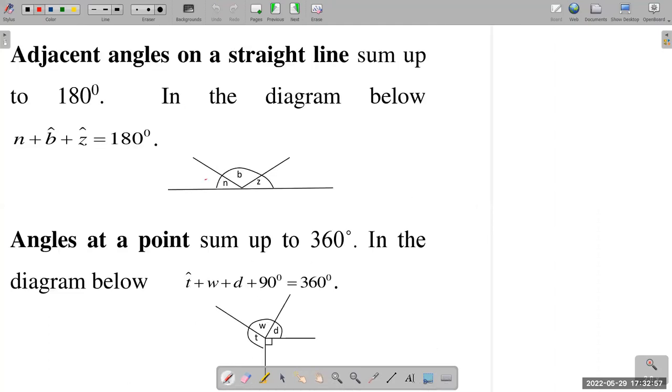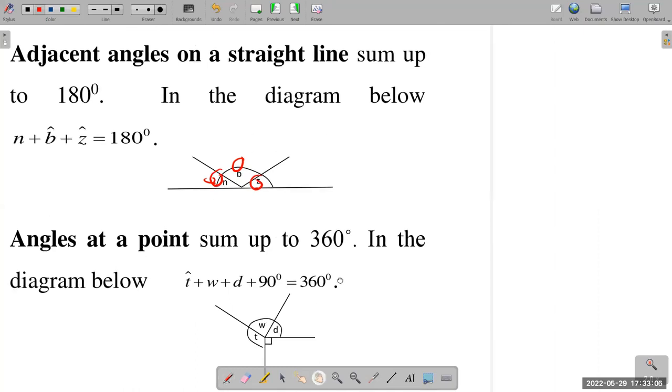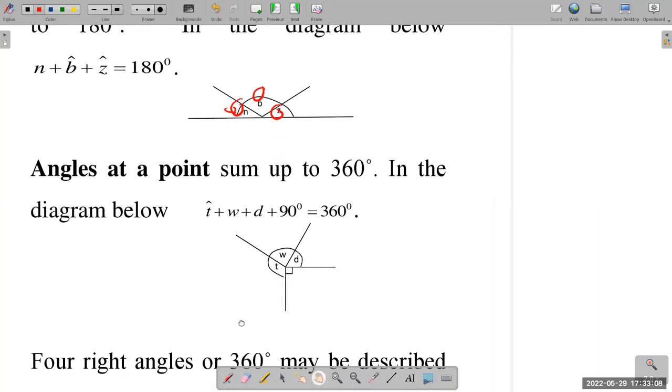So the angle that is next to N is B. The angle B has 2 adjacent angles, Z and N. Okay? So it's just something you have to keep in mind with the terminologies.